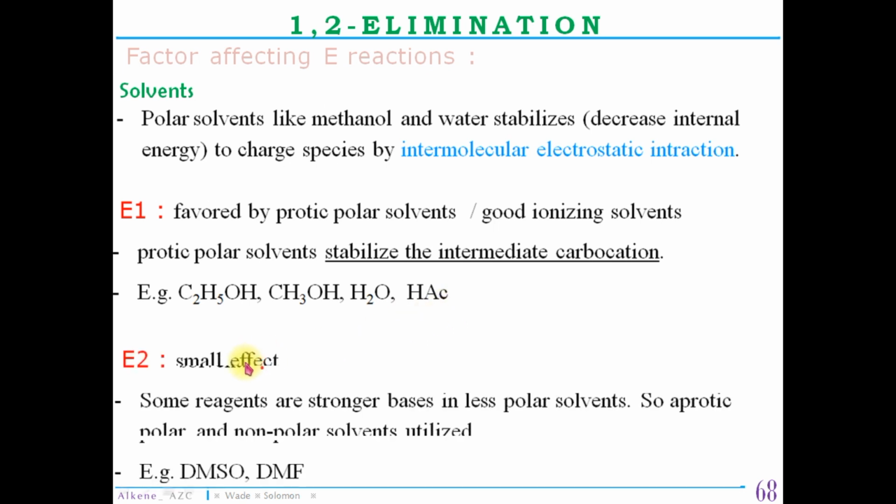In E2, solvents have a small effect, but some reagents are stronger bases in less polar solvents. So aprotic, polar and non-polar solvents are utilized. Examples are DMSO and DMF.